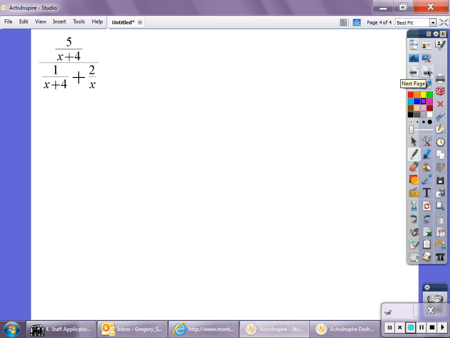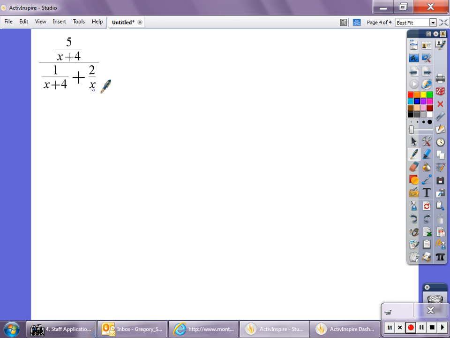Last one we have to do is 5 over (x plus 4) all over 1 over (x plus 4) plus 2 over x. You'll notice that in the numerator, we only have one fraction there. It's not like a sum of fractions or a difference of fractions. So there's nothing to do up top, which is good for us. The only thing we have to do is down here in the bottom.